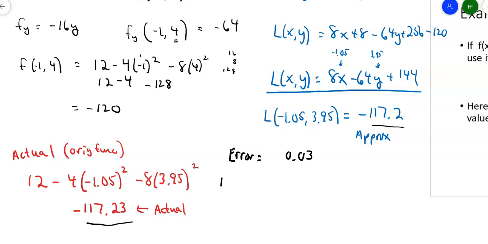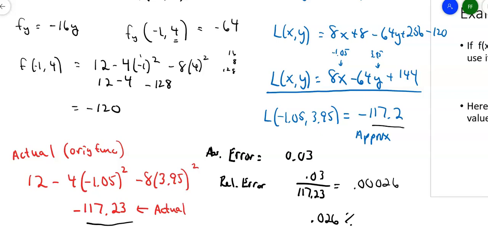Now, if you want the relative error, right? So sometimes we call this the absolute error. The relative error is going to be take 0.03 and divide it by 117.23. When we talk about error, we usually talk about absolute values. In other words, it doesn't matter to me whether you're that much above or that much below, just how far off you are. So I'm not worried about negative signs here. When I divide this, I get a small number. I get 0.00026, which means I'm off by only 0.026%.